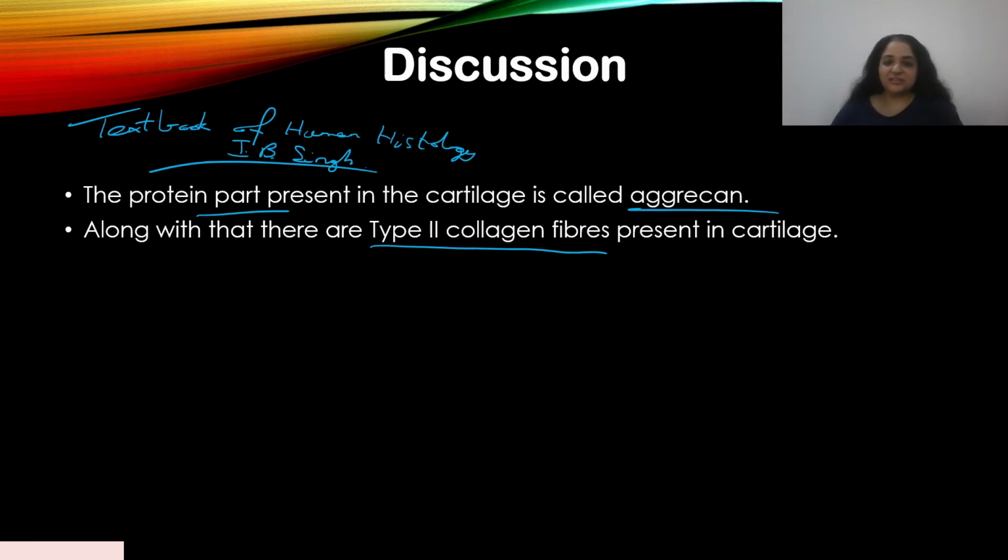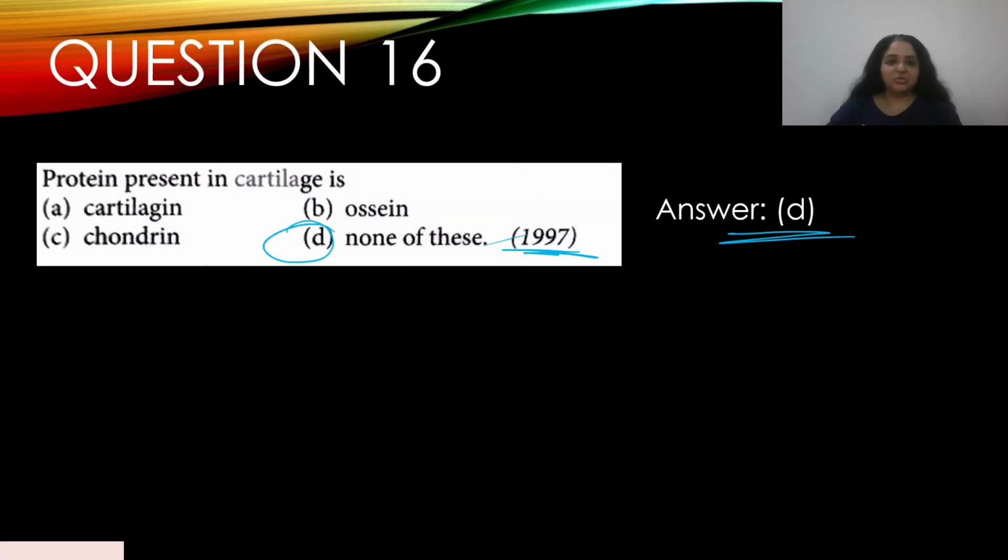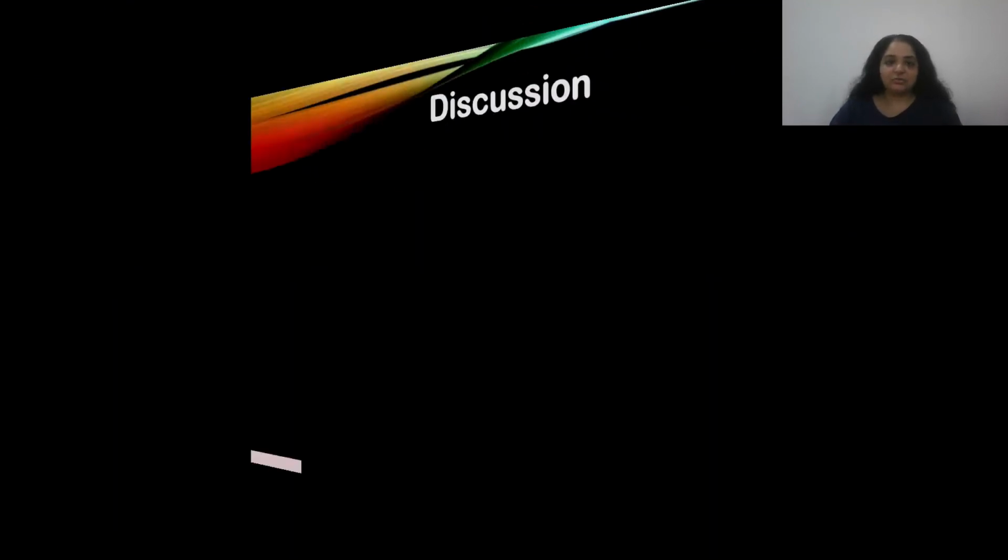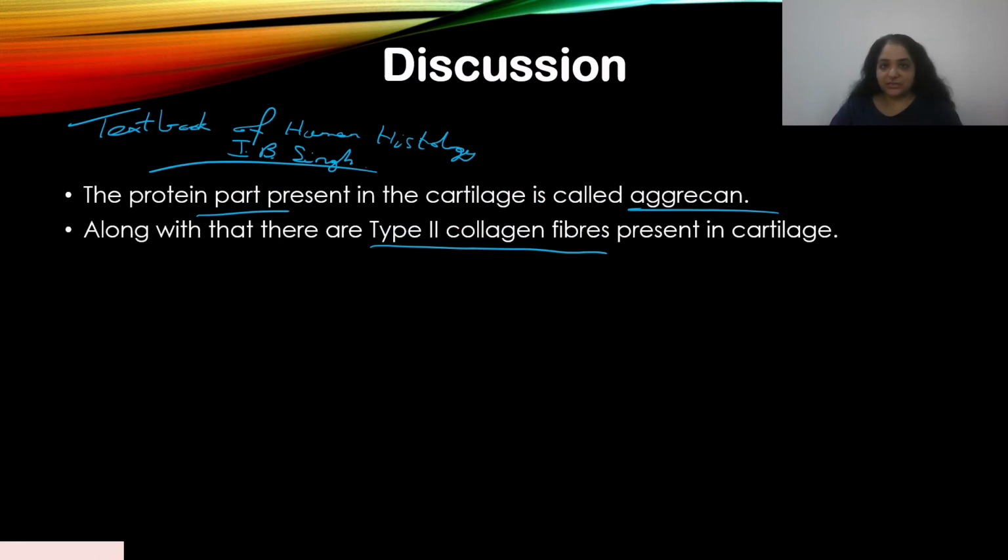The other options, A, B and C, don't make sense. They are asking for the protein present in cartilage, right? Ossian is not that. So it has to be either A or C, but A and C don't fit the question. When I did my research, I found that aggrecan is a core protein present in cartilage, and along with that there are type 2 collagen fibers present in cartilage. So this is the protein part of cartilage. Okay, so let's move on then.